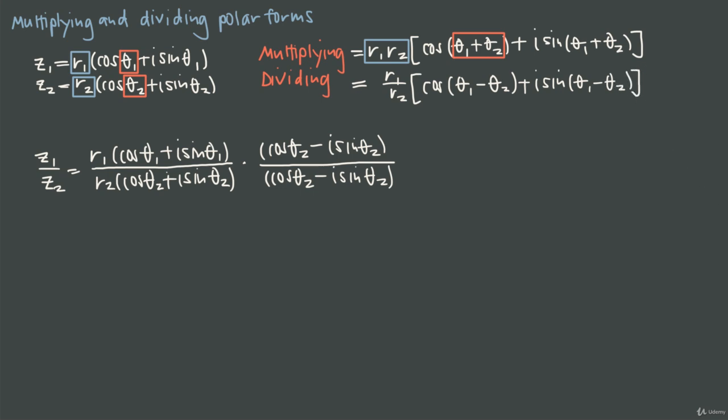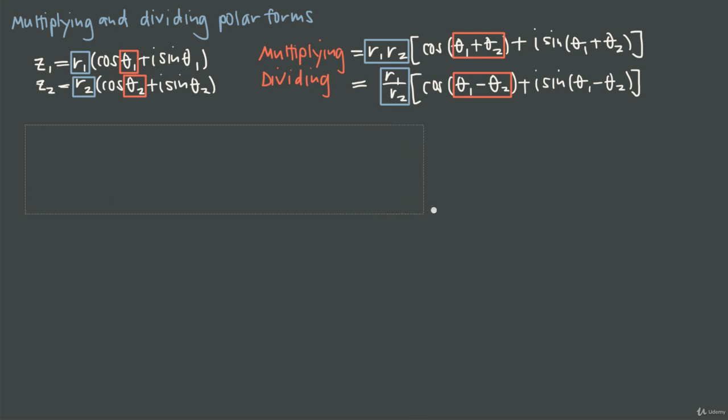In a similar way, just like the product, we end up with the quotient of the two r values out in front, and we end up with the difference of the two angles, theta sub 1 minus theta sub 2, for both cosine and sine. So instead of having to go through this whole process and find the formula, we can just use this formula straight away if we're given two complex numbers.